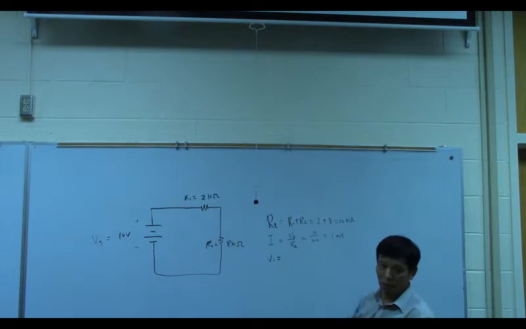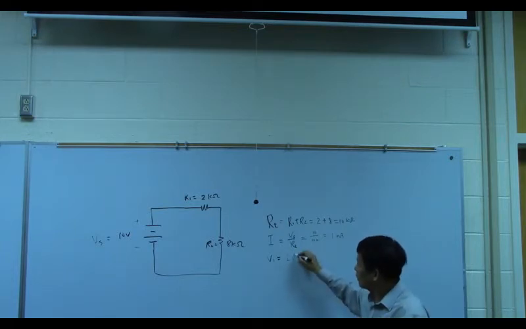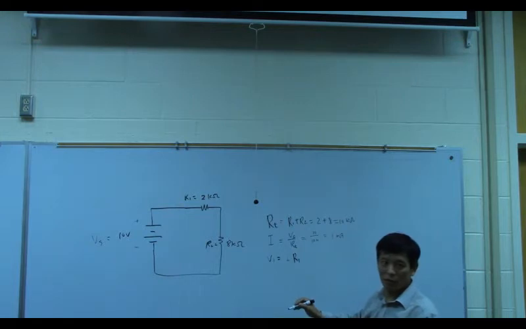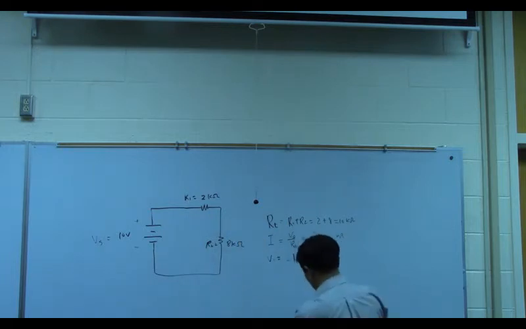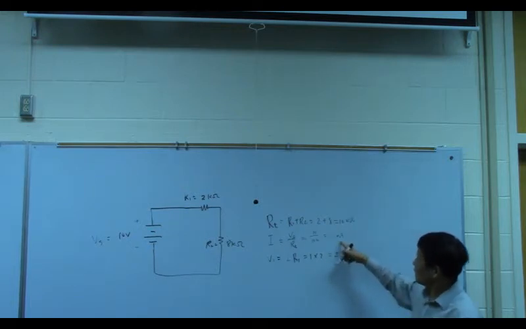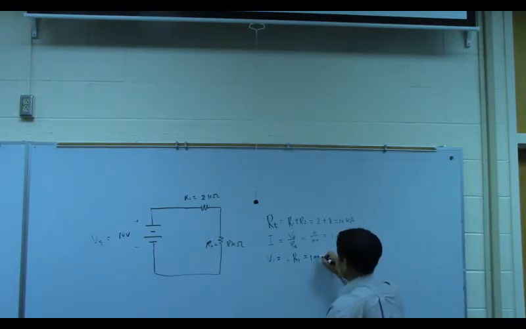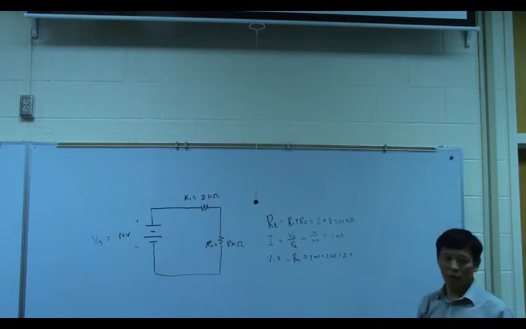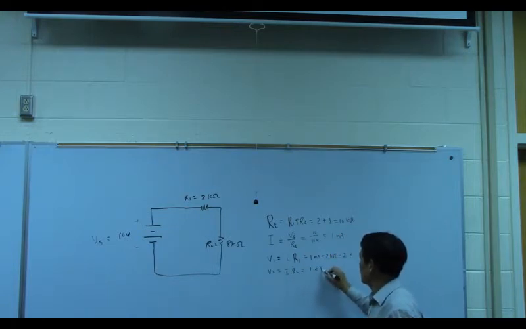Now I need to find V1, 2 volt. How to get that? V1 equals I times R1. So 1 mA times 2K ohm, which equals just 2. Why? Because there's mA here and K ohm here, so they cancel each other. So if you want, you can write 1 mA times 2K ohm, so that equals 2 volt. Right? The next one, V2 equals I times R2, so 1 times 8 equals 8.